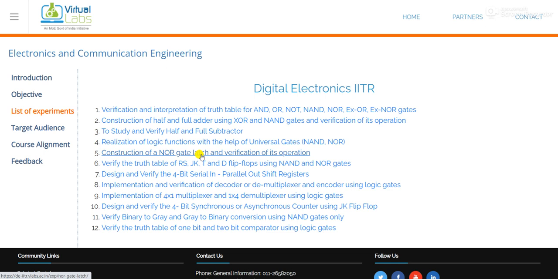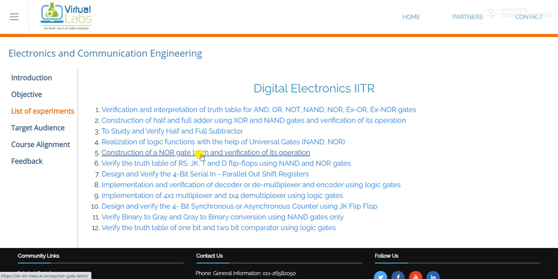operation. So in the last lecture we have discussed the implementation, or we can say the working of decoder and encoder. Okay, so in the last lab we have covered the combinational circuits. So from today onwards we will discuss sequential circuits.